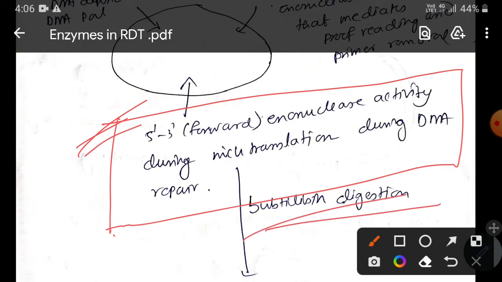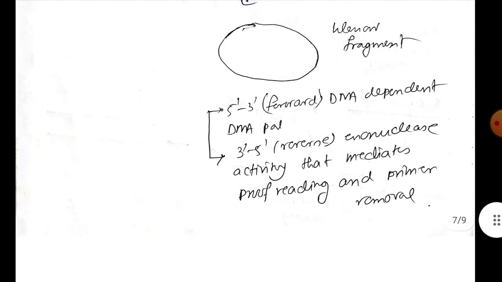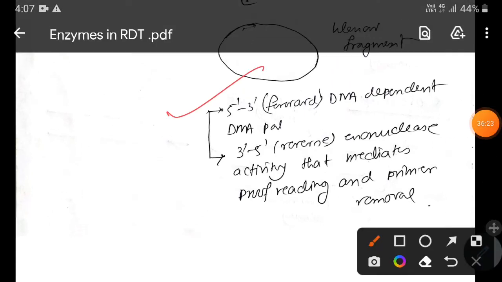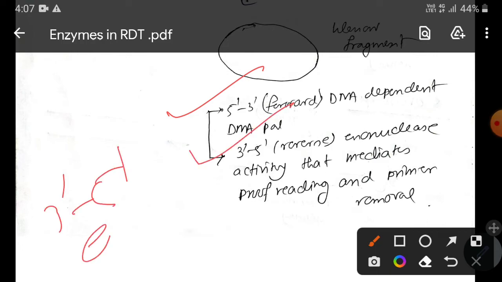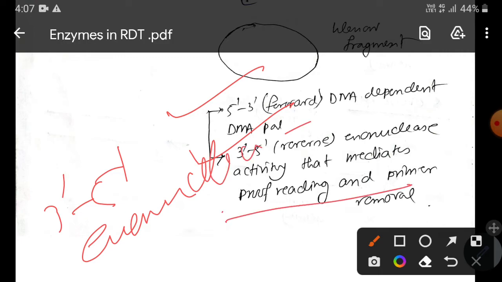So our Klenow fragment will lack the 5 prime to 3 prime exonuclease activity that helps in nick translation of the DNA repair, but it has 5 prime to 3 prime DNA dependent DNA polymerase activity and 3 prime to 5 prime exonuclease activity that helps us in primer removal and proofreading.